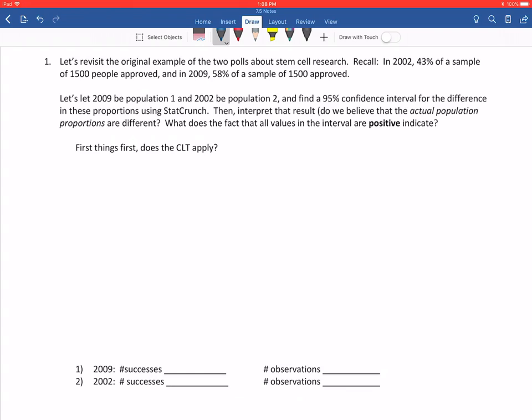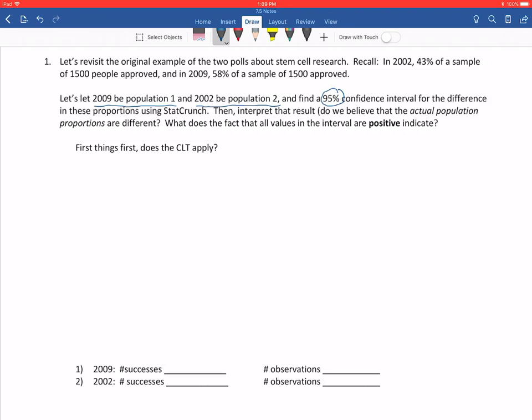Okay, so let's go back to that original setup. We had these two polls about stem cell research. In 2002, 43% of a sample approved, and in 2009, 58% approved. So we're going to set this up, and technically it doesn't matter what you let population 1 or 2 be, but once you choose, you have to be consistent about it. So 2009 is going to be population 1 for us, and 2002 is going to be population 2.